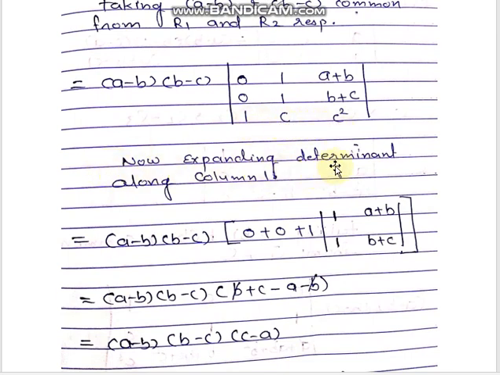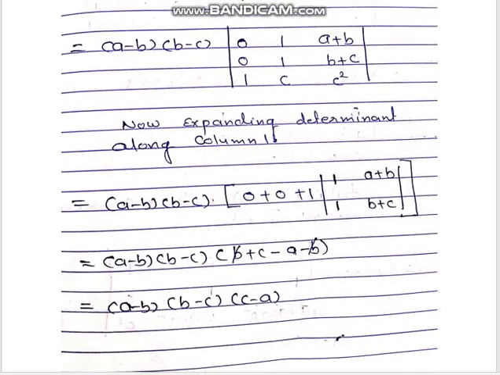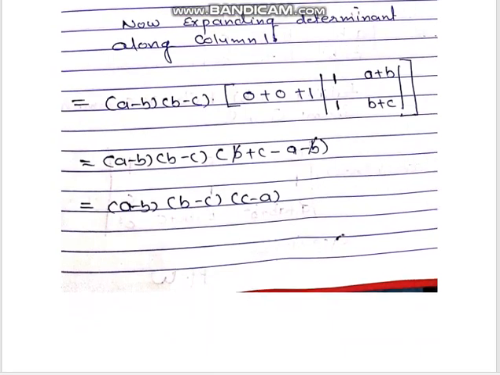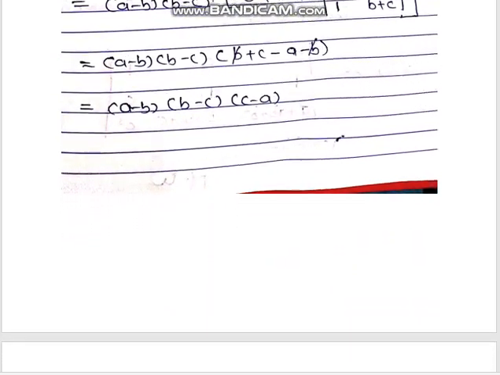Now expanding the determinant along column 1, because we have two zeros here. If we expand through column 1, we will have 0 into anything, 0, plus again 0 into anything, 0. So the last one, and then we will not consider that row and column. We will have 1, a plus b; 1, b plus c. On expanding this, we will have c minus a, which is our RHS. Okay, now the second question.